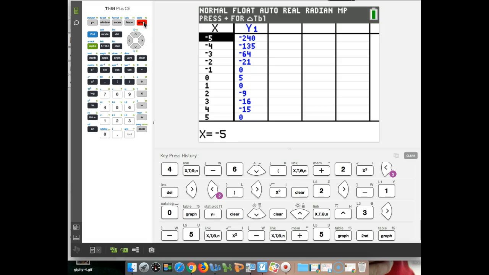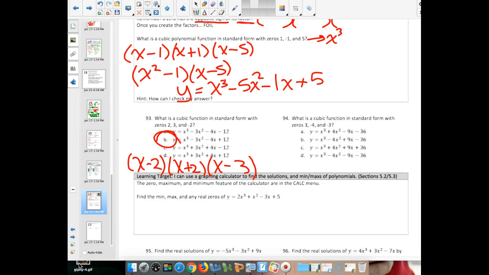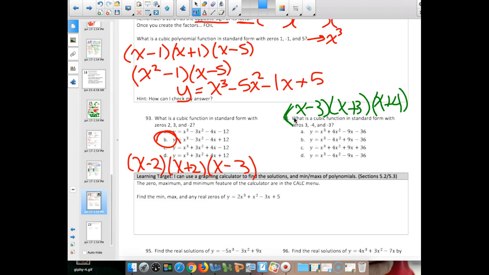Do 94. Okay. All right. I am hoping that everyone did something. x minus 3, x plus 3, and x plus 4. Yes? Yep. And then did everyone get A?